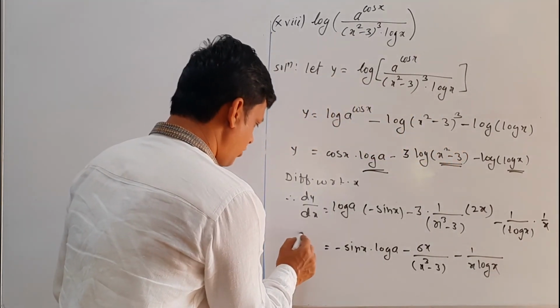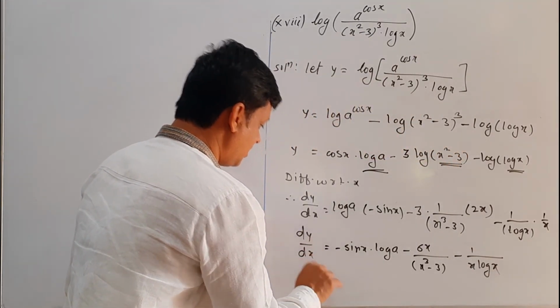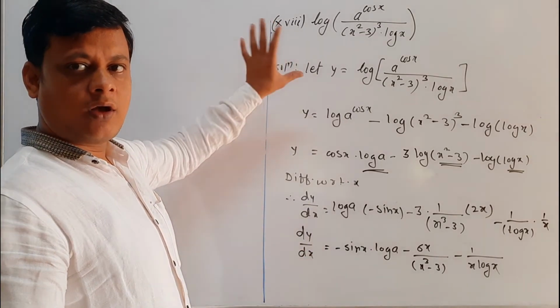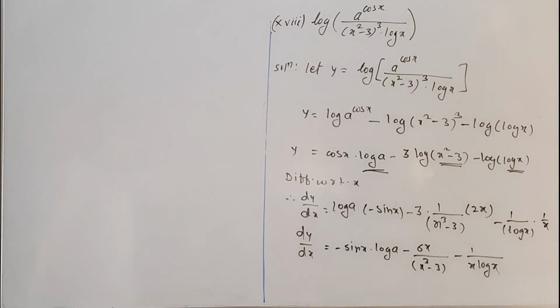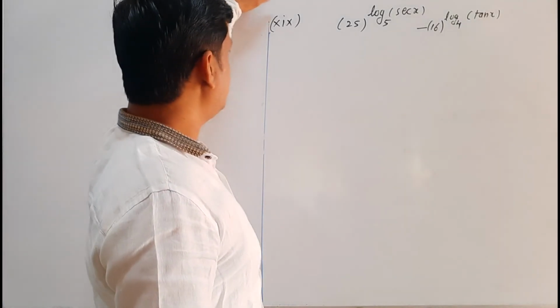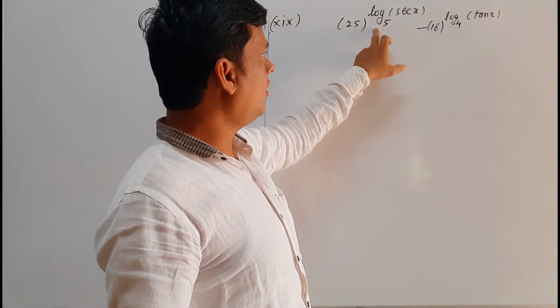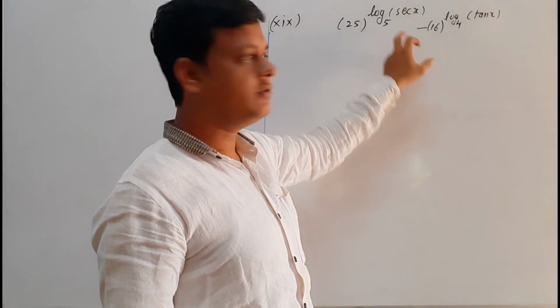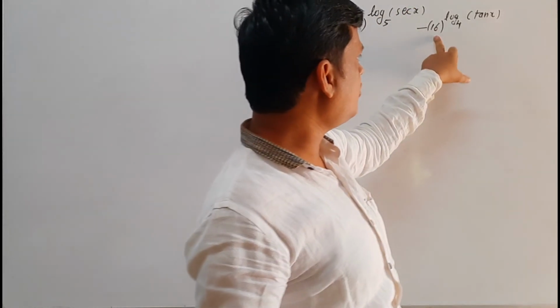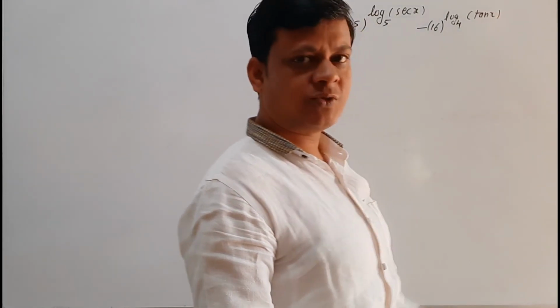So in this way you have to differentiate the given function applying the logarithmic properties. Now see the next subquestion 19: 25 raised to the power log of sec x to the base 5 minus 16 raised to the power log of 10x to the base 4.